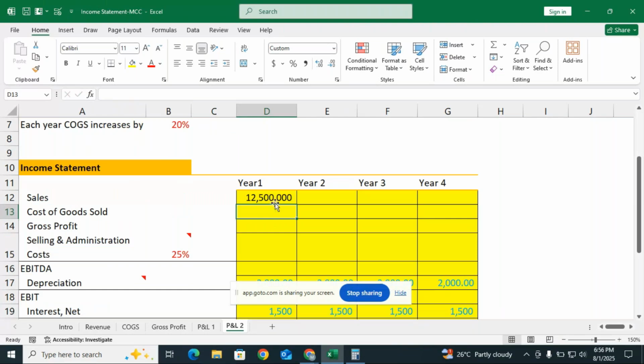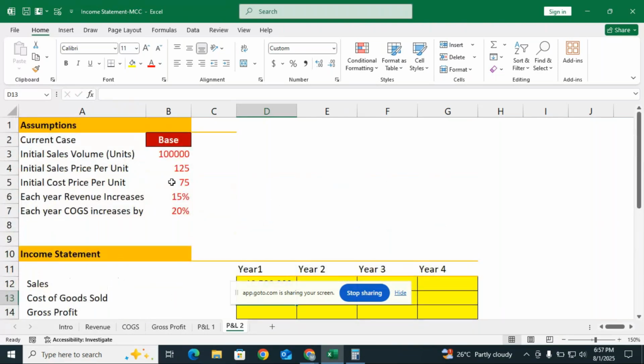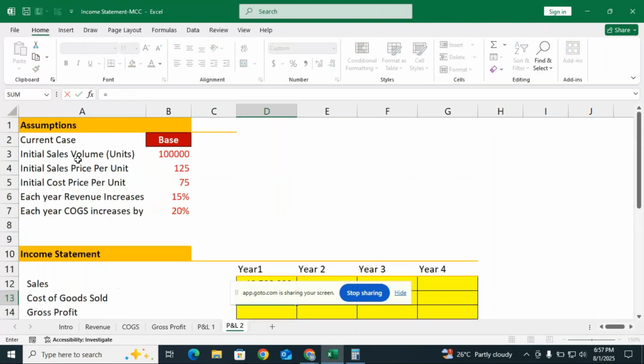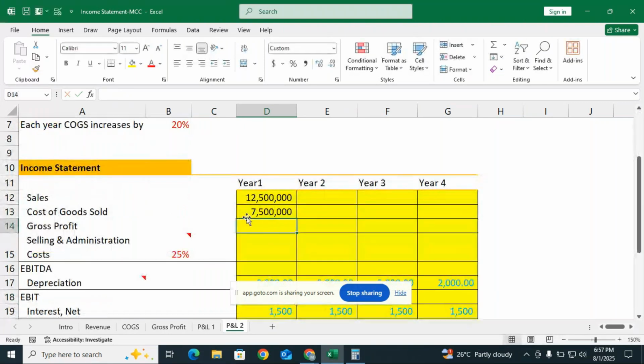Next, what is the COGS for the first year? 1 lakh units have been sold and the cost price of these units is 75 per unit. So equals 1 lakh units into 75 per unit, which comes up to 75 lakh. So what is the GP for the first year? Equals sales minus cost of goods sold. You get around 50 lakh as the gross profit.